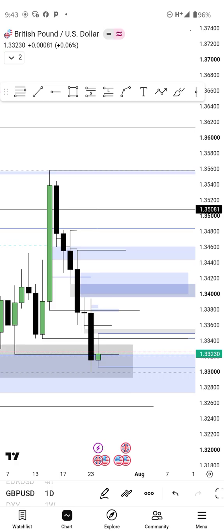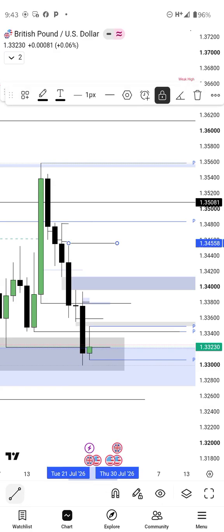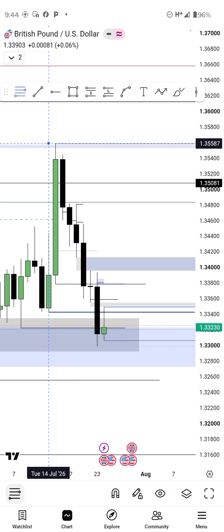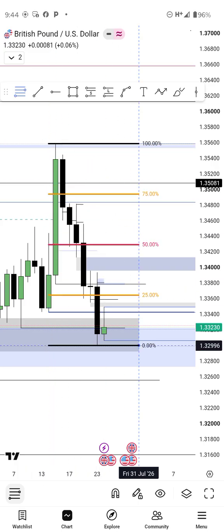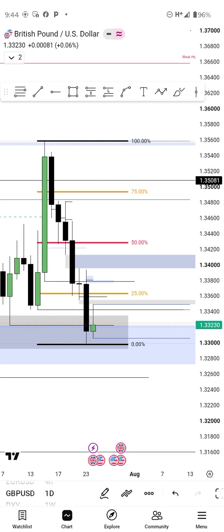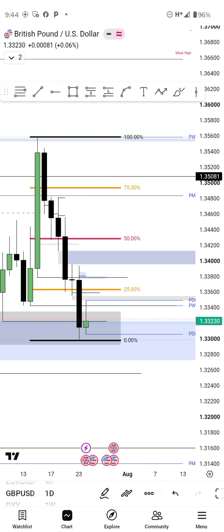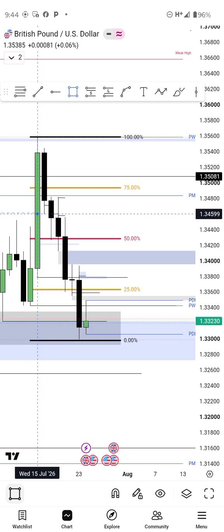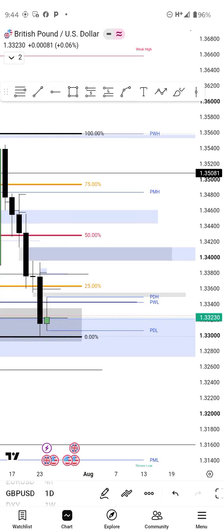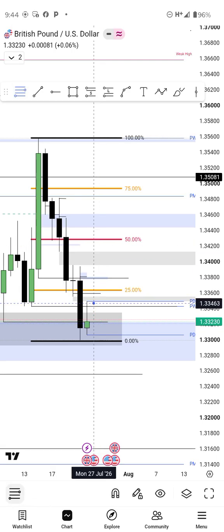The answer is, right now in the daily time frame, if you measure this with a Fibonacci from the top to the downside of the market, you could see in the premium we have this inversion FVG. And in discount we have two FVGs, which are this one and this one.